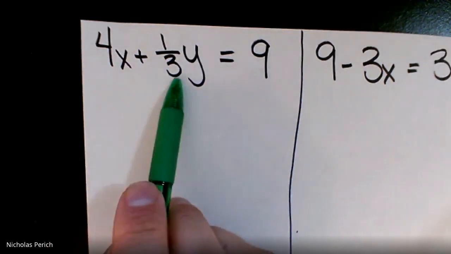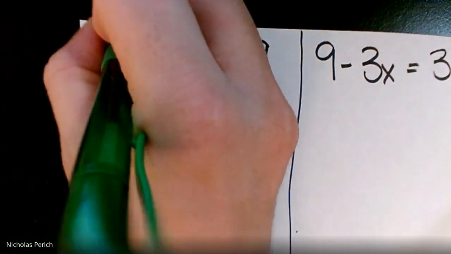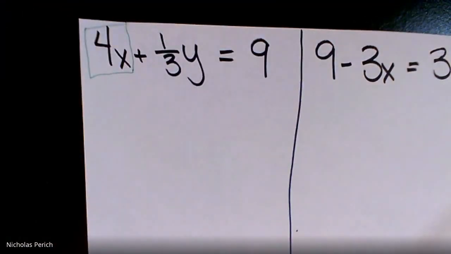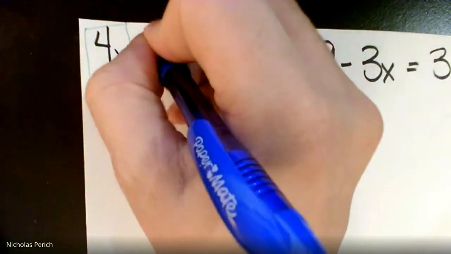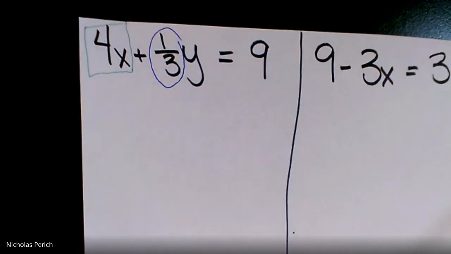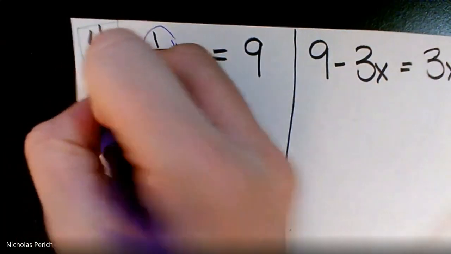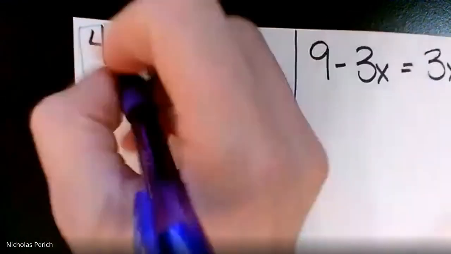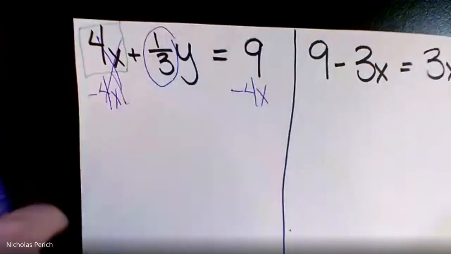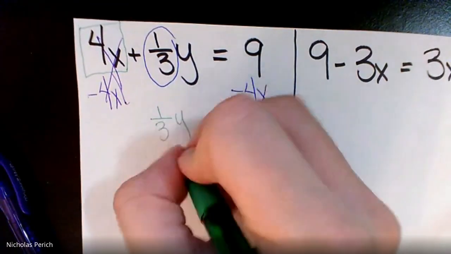Is y all by itself? No. I have a 4x just floating around, minding its own business over here. And I have a 1/3. Oh, that's different. Attached to y. So the 1/3 is attached to y, and the 4x is floating around. Always get rid of the thing floating around first. Minus 4x, minus 4x. Cross you out. Bring down the 1/3 y equals.